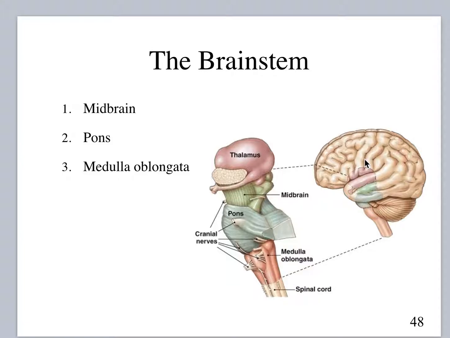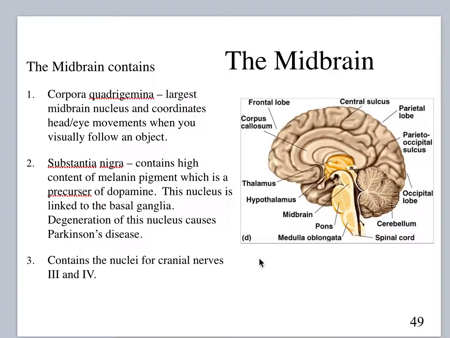Now moving into the brainstem, there's three parts of the brainstem. There's the midbrain, located here, the pons, and the medulla oblongata. The midbrain has a couple of features. The corpora quadrigemina, that's a part of the brain that helps you coordinate head and eye movements when you follow an object visually, like when you're watching a tennis ball come across your field of vision, or to help you catch a football or a baseball.